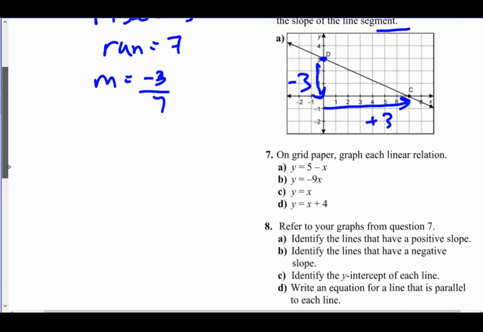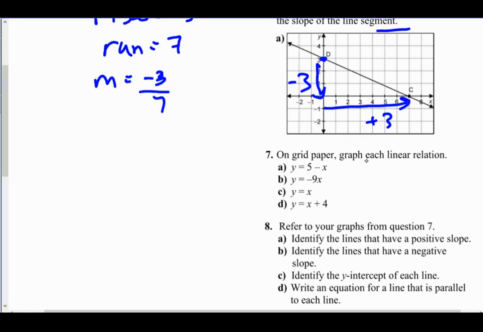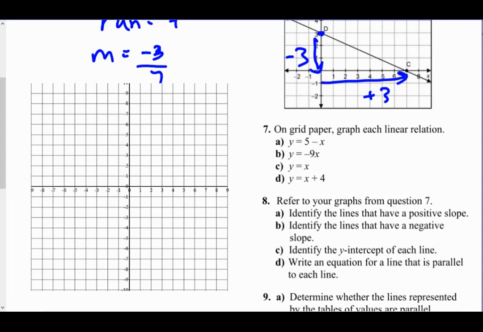All right, so number 7 on grid paper. Well, we don't really have any grid paper. Graph each linear relation. Well, that would be tricky. So let me think about that. Where can I get grid paper? Do these all in different color.